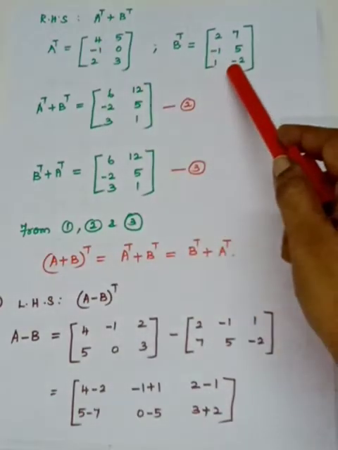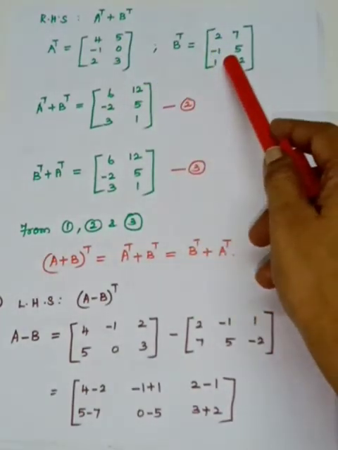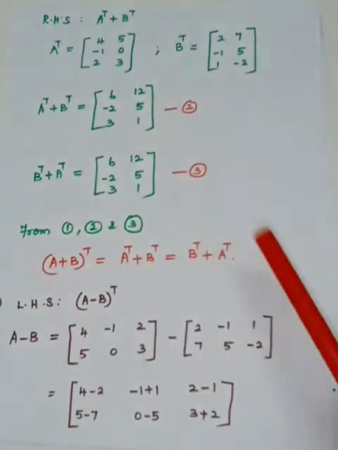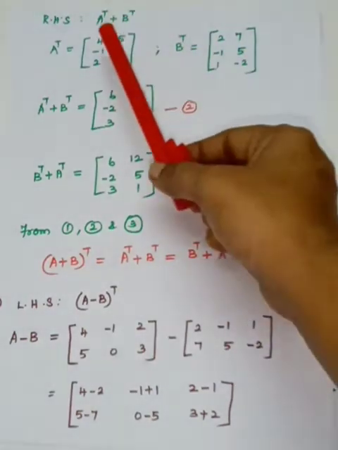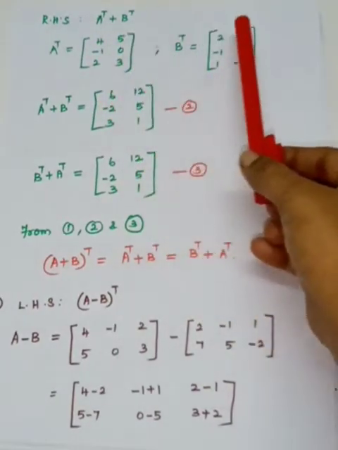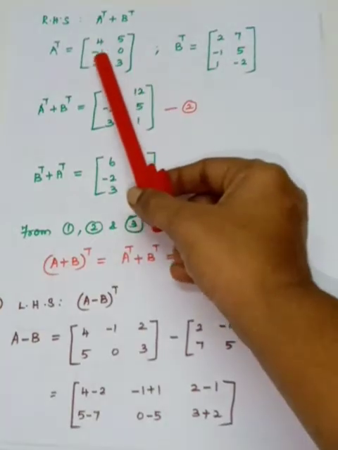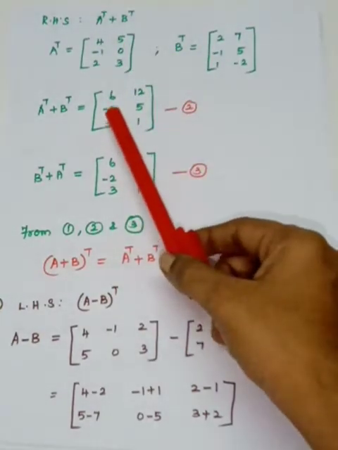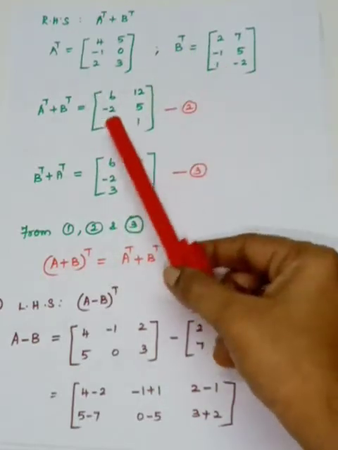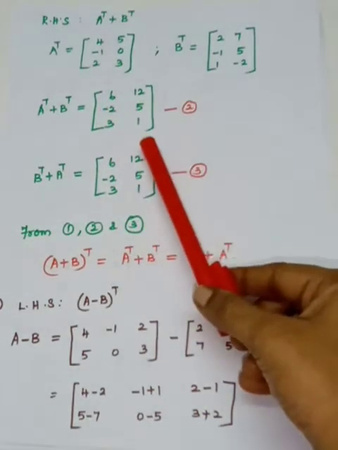So we are going to add. The orders of both are same, and the corresponding entries have to be added. So see here, 4 plus 2, 6. 5 plus 7, 12. Minus 1, minus 1, minus 2. 0 plus 5 is 5. 2 plus 1, 3. 3 minus 2, 1.